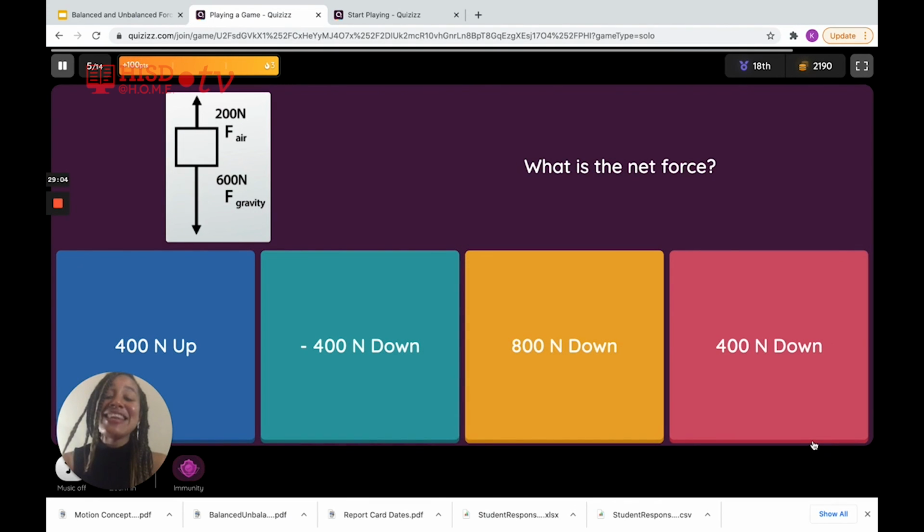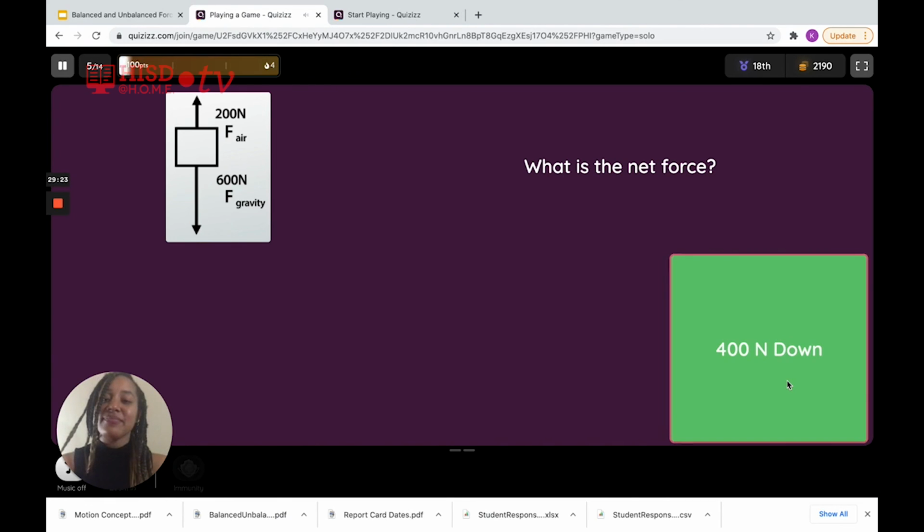What is the net force on this object? So first, they're going in opposite directions. So I'll give you a hint. We have to subtract. Yes, the net force would be 400. We go in the direction of the larger force, which is going down. So our answer is 400 down.